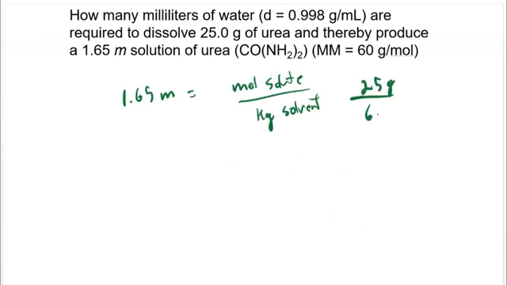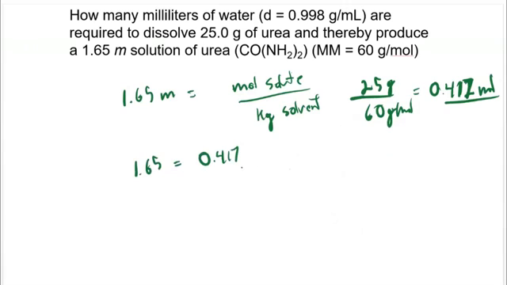So we have 25 grams divided by 60 grams per mole, which would give us 0.417 moles of urea. Now that's the moles of solute, so we can plug that into our molality. So we have 1.65 equals the moles of solute, which we know, over the kilograms of solvent, which we can determine. And remember, what are we trying to achieve? How many milliliters of water, or milliliters of solvent? If we have kilograms of solvent, we can then convert that into milliliters using the density.